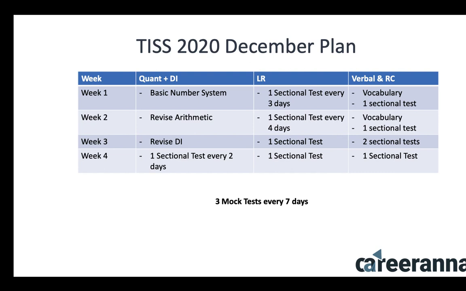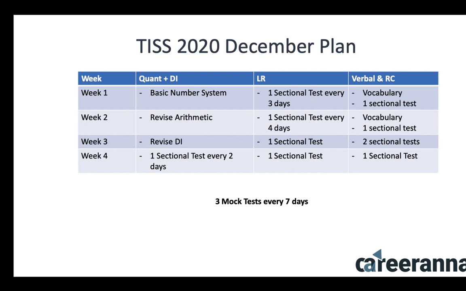Week 2, revise arithmetic, because arithmetic has the highest weightage in the maths part. Then take 1 sectional test of LR every 4 days. That would result in 1 to 2 sectional tests in week 2 for LR. 1 sectional test for verbal once again in week 2.